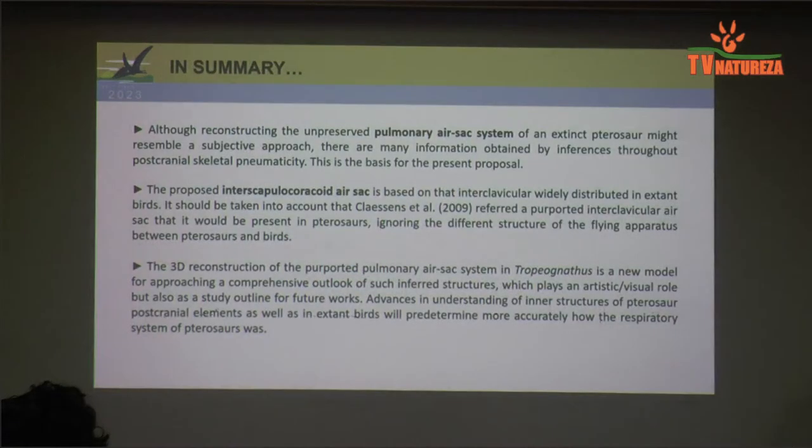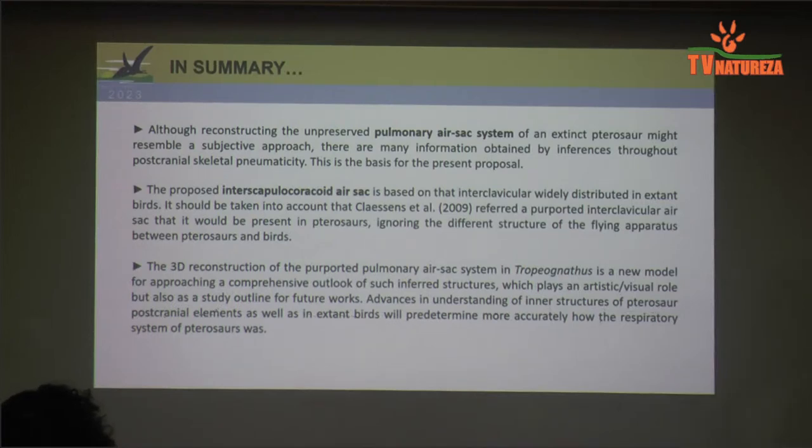In summary, although reconstructing the unpreserved pulmonary air sac system of an extinct pterosaur might resemble a subjective approach, there is a lot of information obtained by inference through postcranial skeletal pneumaticity. This is the basis for our proposal. It's interesting that the proposed interscapulocoracoid air sac is based on the interclavicular air sac, widely distributed in extant birds. It should be taken into account that Claessens et al. 2009 referred to a purported interclavicular air sac that might be present in pterosaurs, despite the different structure of the flying apparatus between pterosaurs and birds.